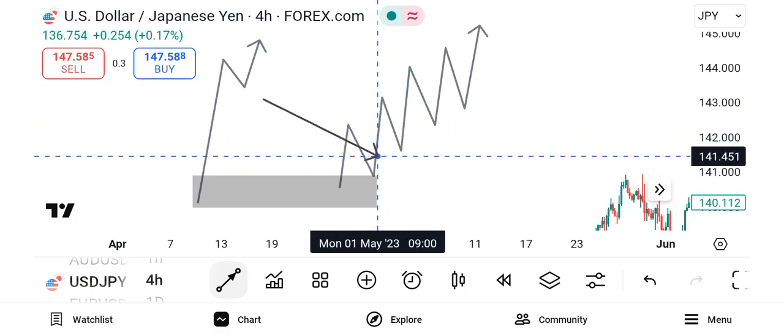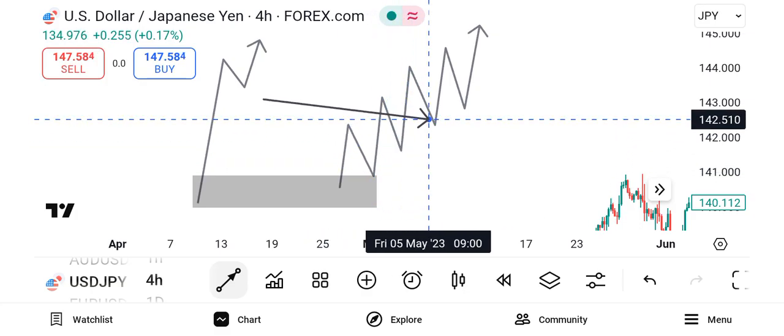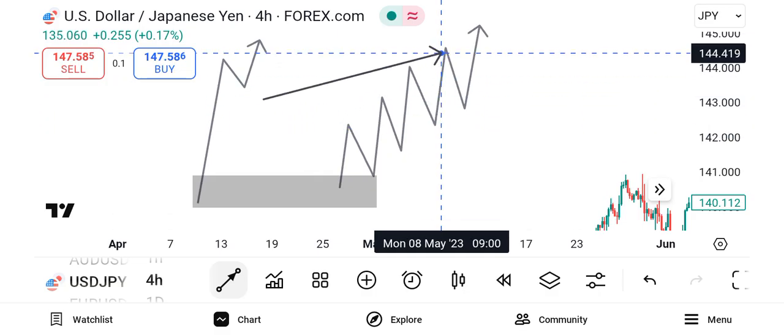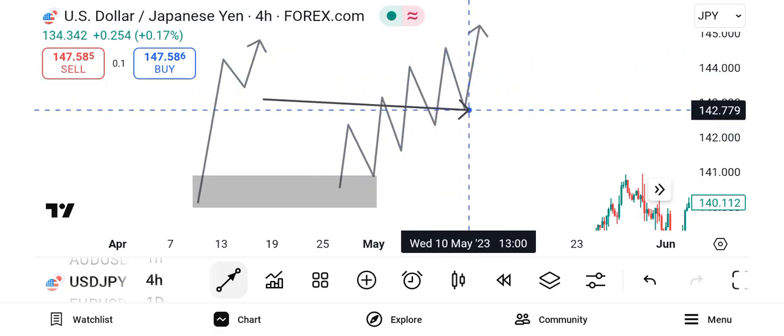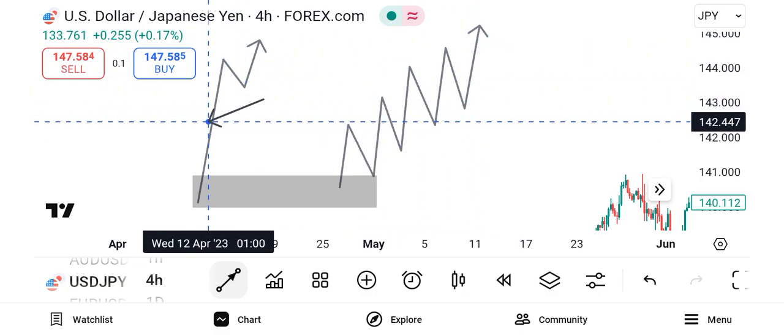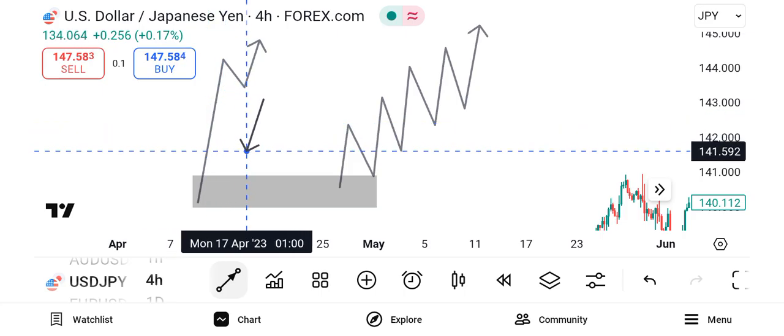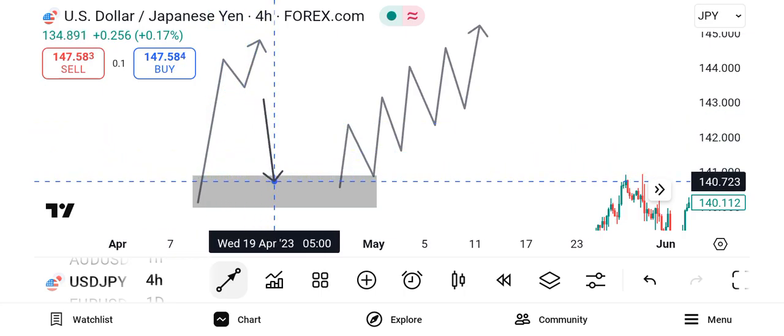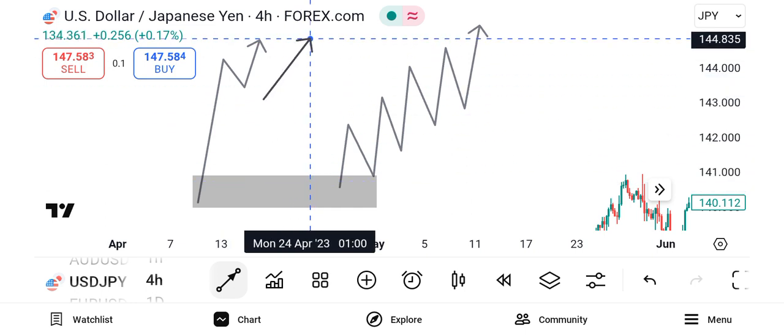So when you have this, you can comfortably enter, and at the pullback you enter. The market moves again, breaks structure, comes down again, you can enter. But when you have something like this, bear in mind that surely the market must come back here to fill up this space before it goes up.